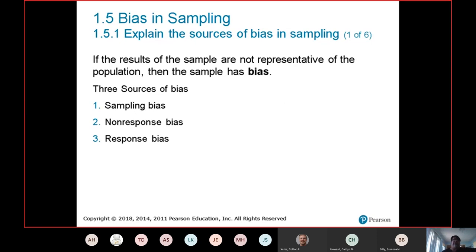How many of you have gotten into a fight or an argument with your spouse or mate or significant other? Does that mean you hate them? It means you don't like them? No, it means that you just disagree. So bias is when you are not neutral. Not neutral means that you're weighing a certain way.